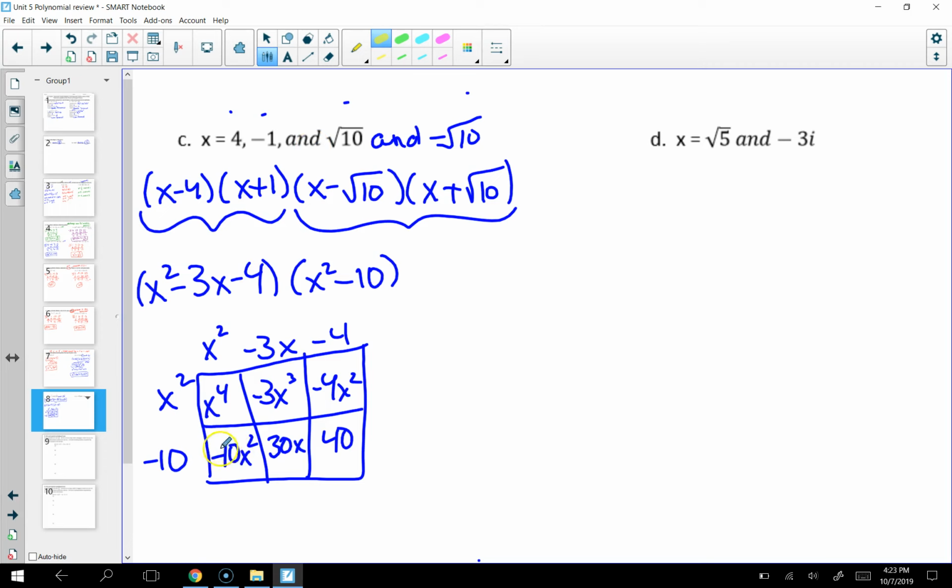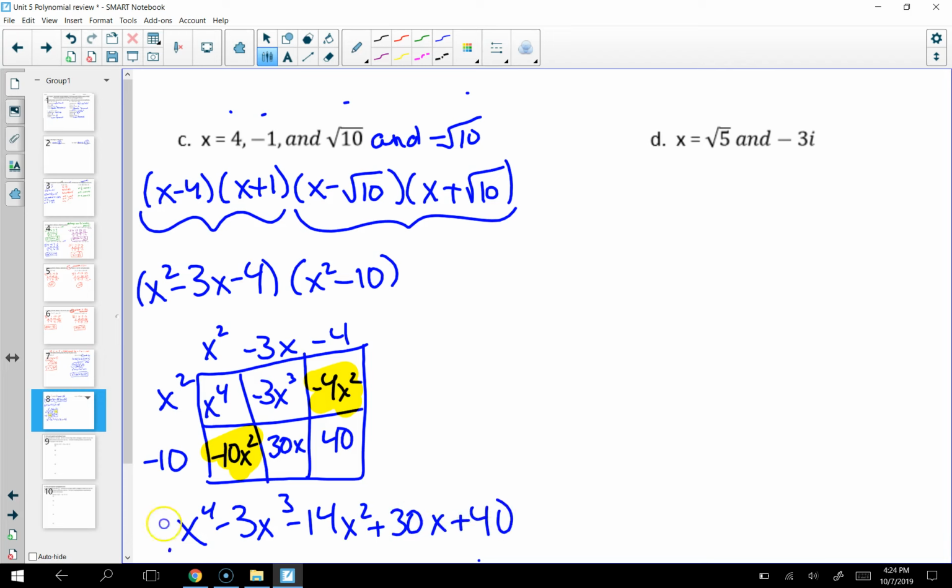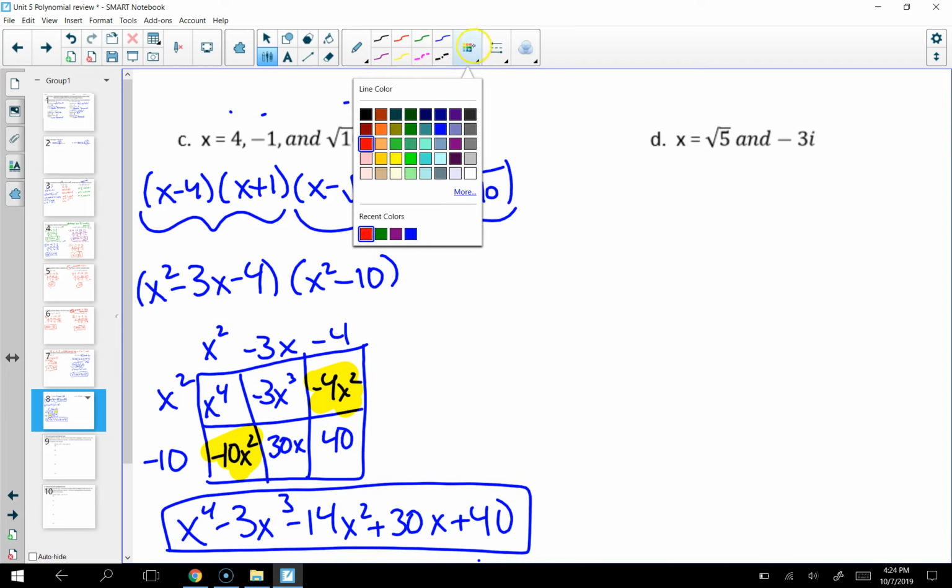So now we're looking for like terms. Okay, so I see x squared and x squared. But I don't see anything else. So when I go to write it, we're going to have x to the 4th first. Then -3x cubed. Combine these. So -10 minus 4 is -14. And then 30x. And then 40. Look at that. It's an x to the 4th power, just like we thought.